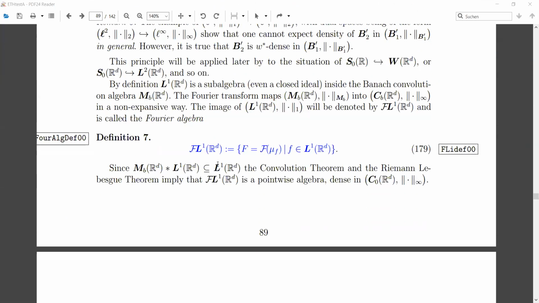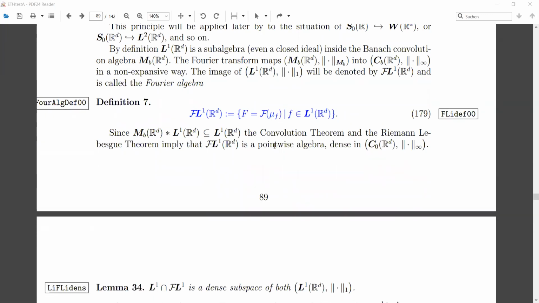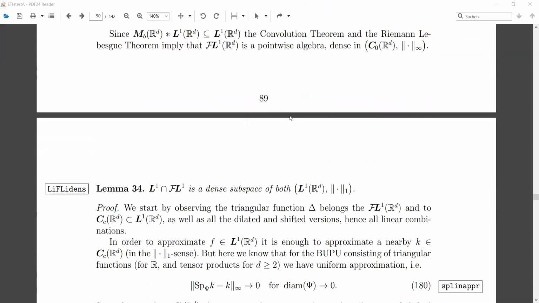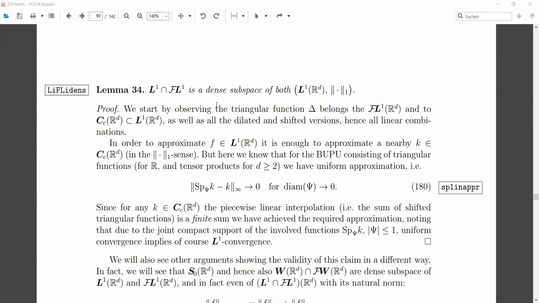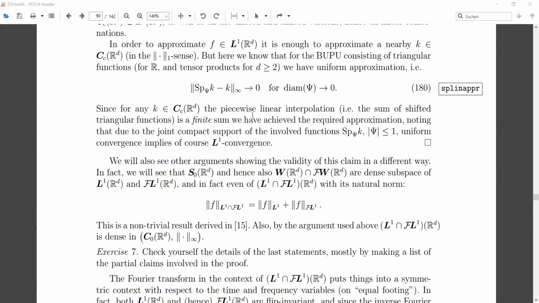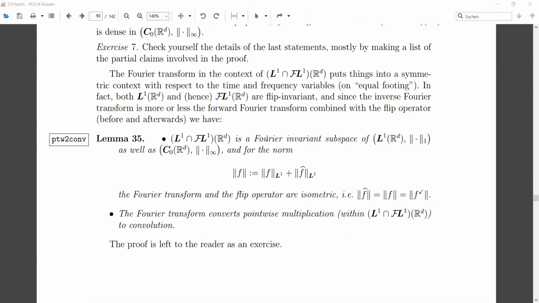I also recall the Fourier algebra is the set of all the Fourier transforms in the sense of measures. So these are bounded continuous functions arising as the Fourier transform of L1 functions. Of course, if you're familiar with Lebesgue integration theory, you can say it's the integral transform applied to arbitrary L1 functions. It was also quite useful and important to realize that L1 intersected with the Fourier algebra is a dense subspace of L1 and actually also of the Fourier algebra.